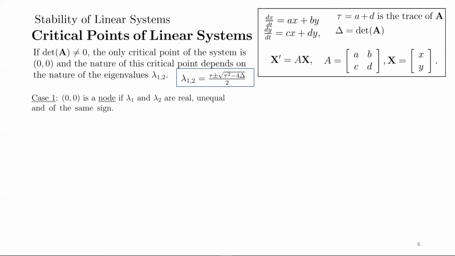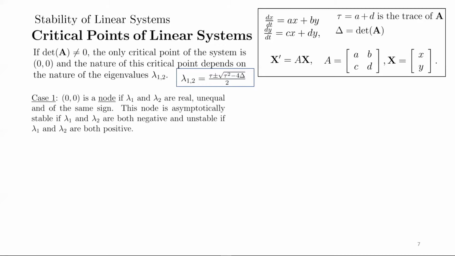Case 1: the critical point at 0, 0 for this linear system is a node if lambda 1 and lambda 2 are real, not equal to each other, but of the same sign. Additionally, we can talk about the stability of this node. This node is asymptotically stable if both lambda 1 and lambda 2 are negative, and unstable if both lambda 1 and lambda 2 are positive.